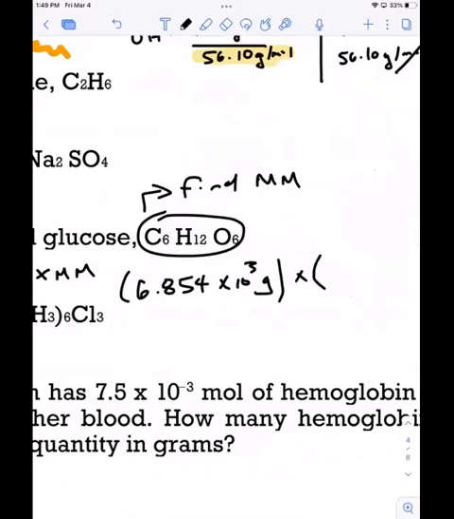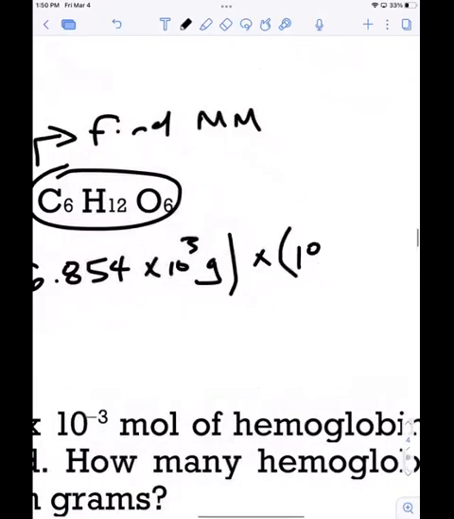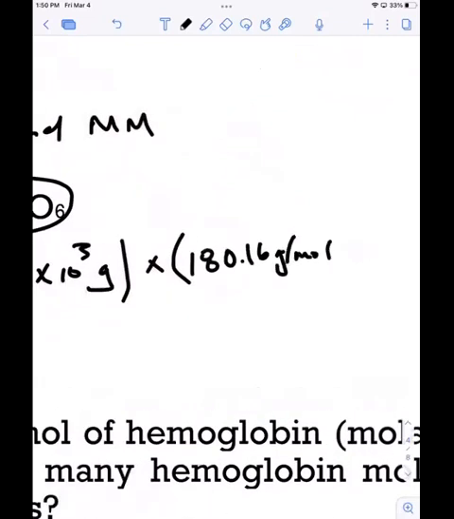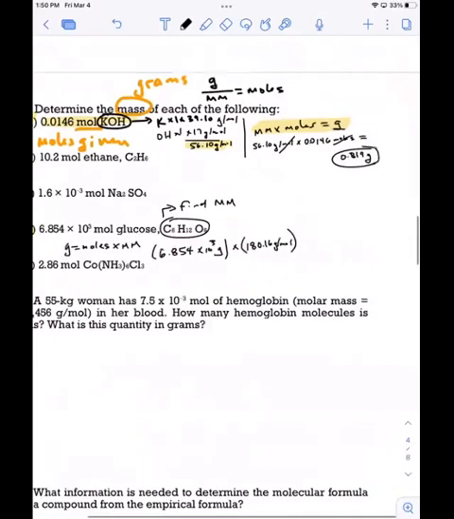Right? Can somebody just Google the molecular weight of glucose? Is it 180? Yes, sir. I got 180.16. All right, and that's it. Once you multiply those two numbers together, then you're going to get grams.